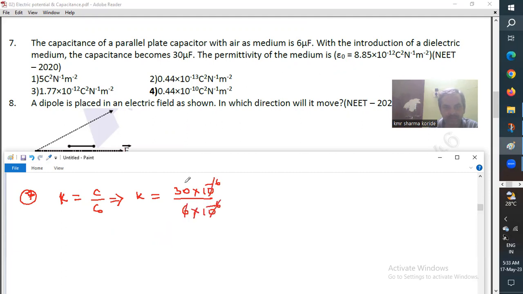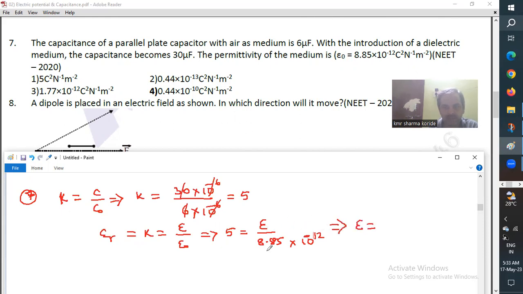So this is going to be 5. So dielectric constant value is 5. There is another definition, dielectric constant is epsilon by epsilon naught. This is also called the relative permittivity. Therefore, 5 is equal to epsilon by epsilon naught, where epsilon naught is 8.85 into 10 to the power of -12. If you multiply this, you'll get the answer as epsilon.